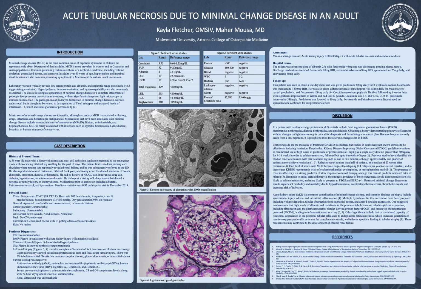Corticosteroids are well known to be the mainstay of treatment for minimal change in children, but there have not been a lot of studies in adults to show that this is effective at inducing remission. Despite this, the Kidney Disease Improving Global Outcomes guidelines continue to recommend use of high doses of prednisone or prednisolone at a dose of 1 milligram per kilogram, up to 80 milligrams a day for 4 to 16 weeks in order to achieve remission. And then they suggest that you use a taper as well for up to 6 months.